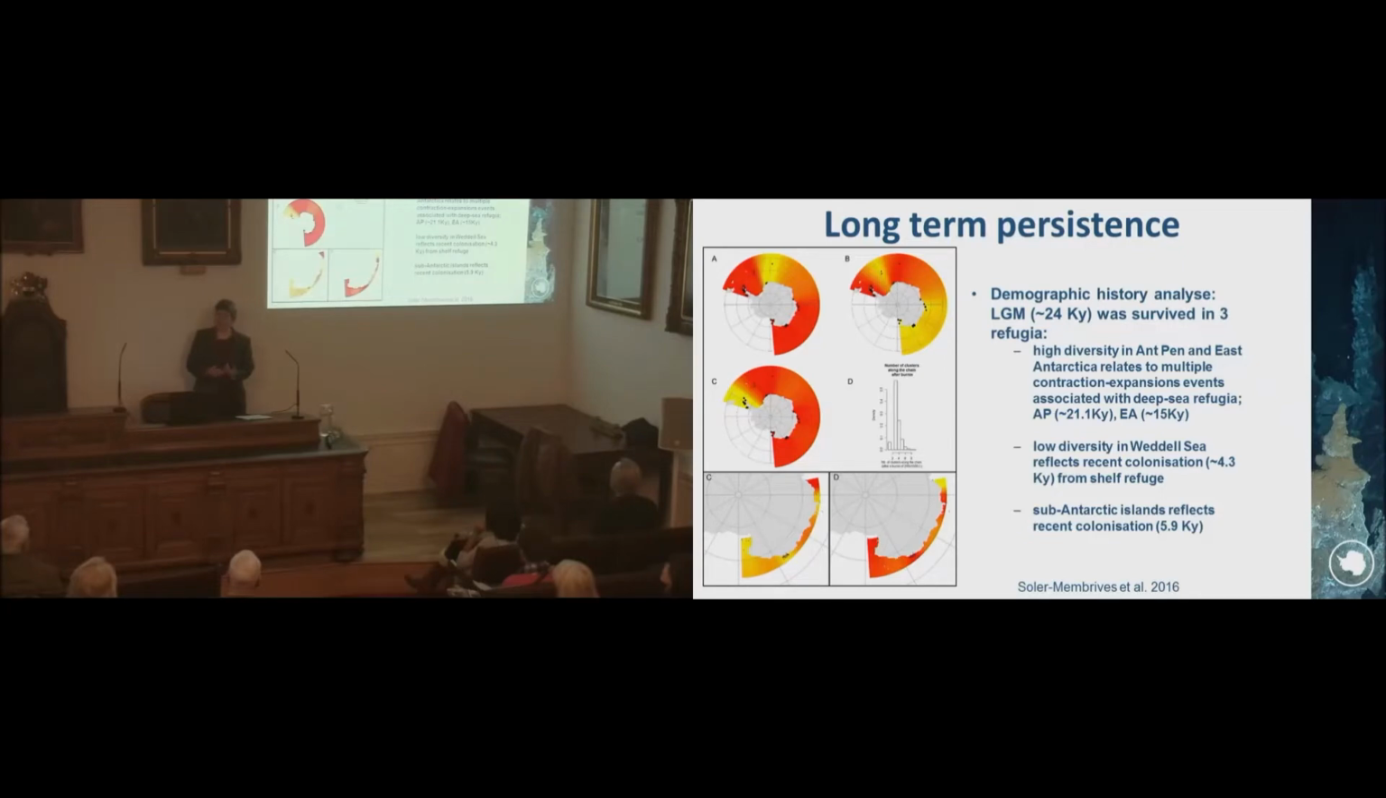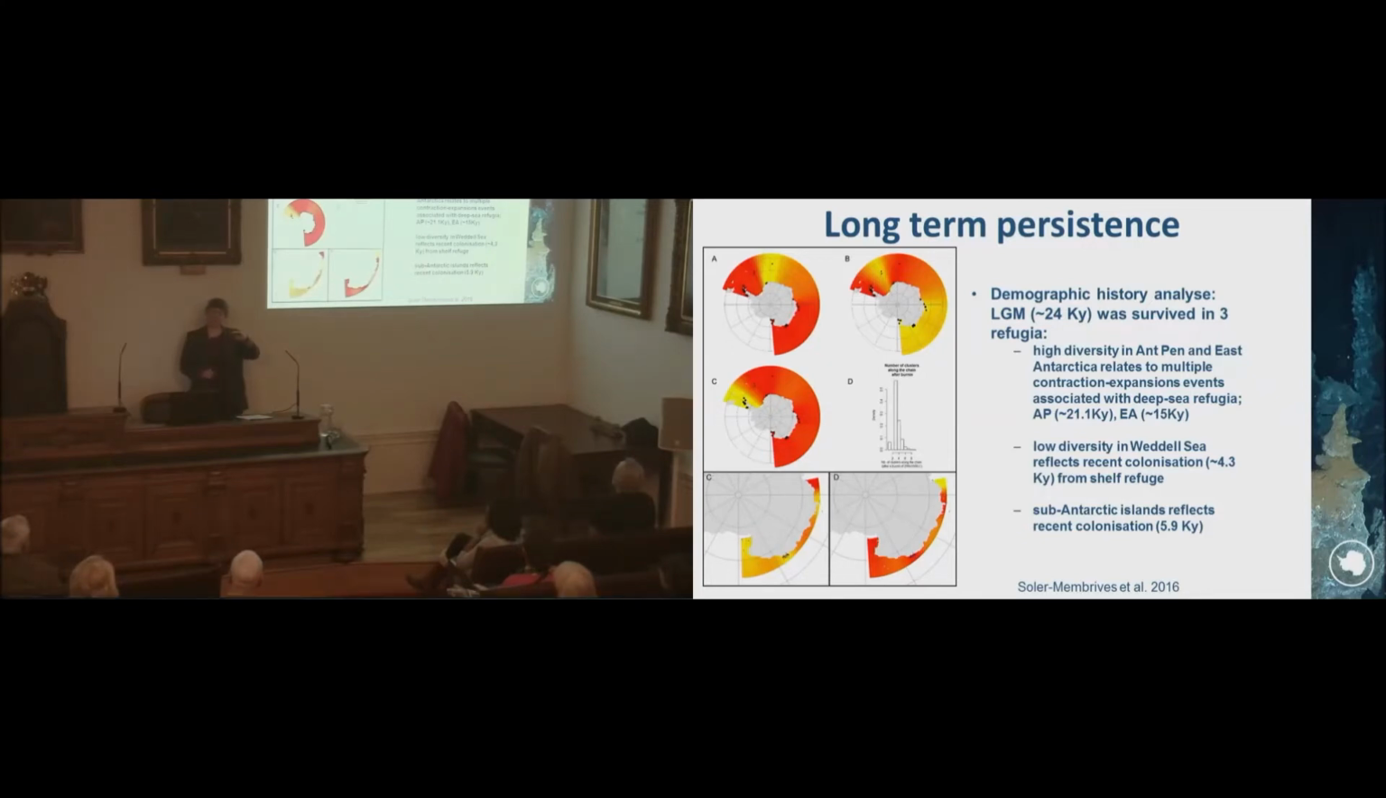So with our demographic history analysis, we realized we had 3 groups that were really centers of radiation, which were in the Antarctic Peninsula, in the East Antarctic, and then in the Weddell Sea. We realized that the high diversity in the Antarctic Peninsula and the East Antarctic related to multiple contraction and expansion events associated with deep sea refugia, which happened about 21,000 years ago, so during the last glacial maximum.